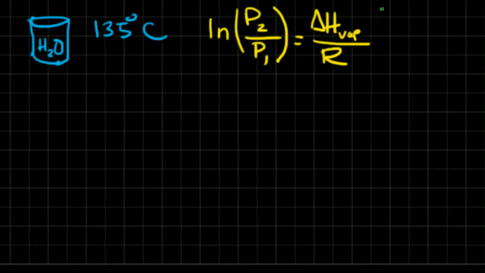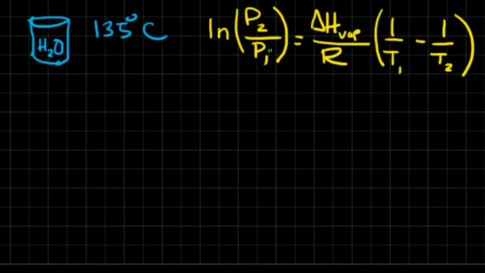And then over here I'm going to say 1 over T1 minus 1 over T2. Now, you might see this in different forms because you can rearrange things, that's fine. But we're going to do it this way this time.